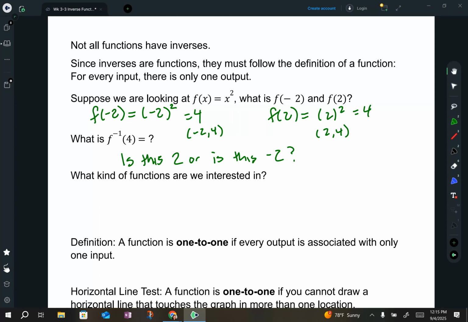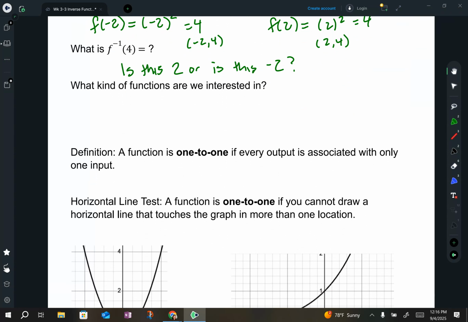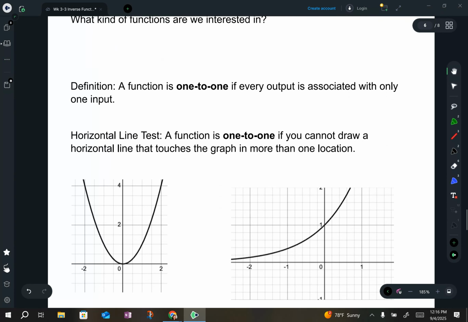X squared is still a function. It takes the same input to exactly the same output every single time. It just doesn't have an inverse on its whole domain. There's a nice handy way to tell if a function is one-to-one graphically. And that's using the horizontal line test. So it's sort of like the vertical line test, but for one-to-one functions.